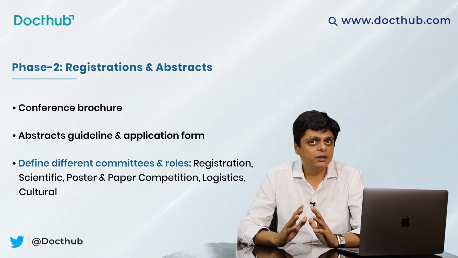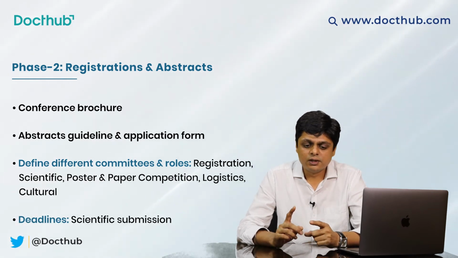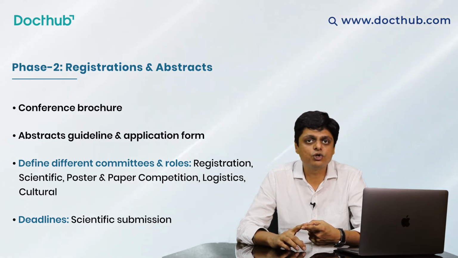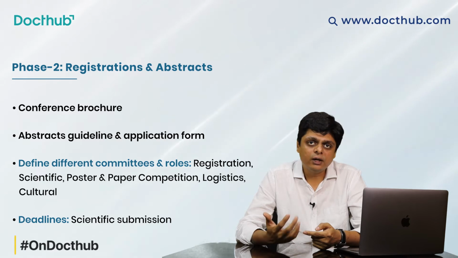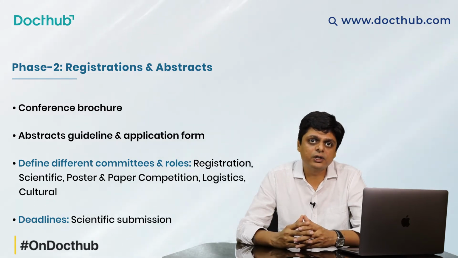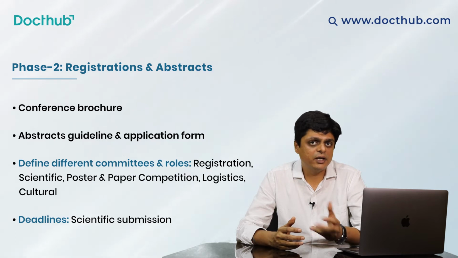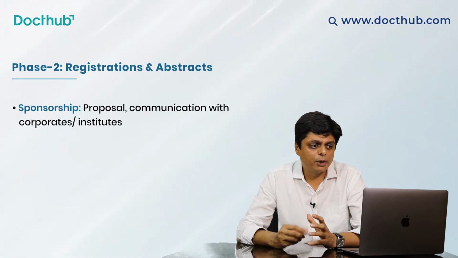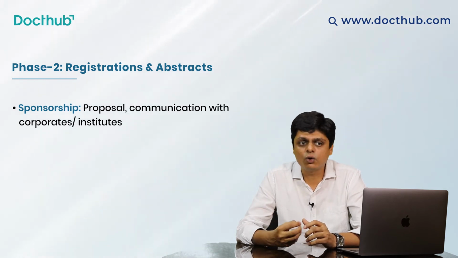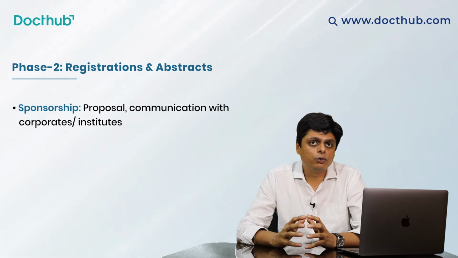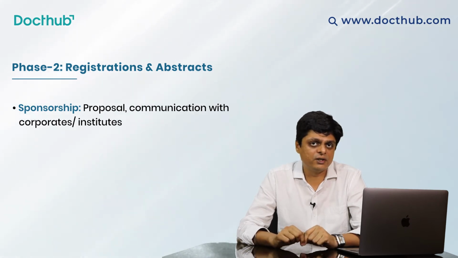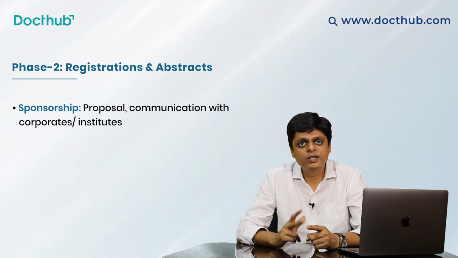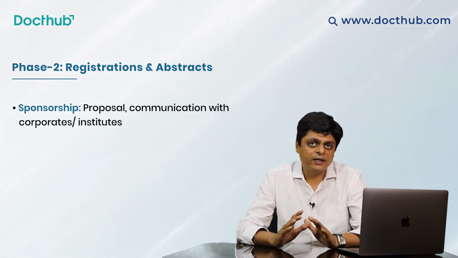Finalize deadlines for scientific submission. For people who want to present at the conference, you announce that and give them guidelines for presenting research articles, paper presentation, etc. Then finalize the sponsorship brochure, at least the proposal, and start communicating with corporates and institutes. Then you promote registrations in this phase. Attendee registration details, the tariff and deadlines, we have already finalized in phase 1.